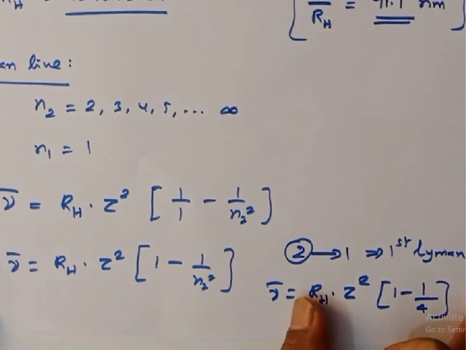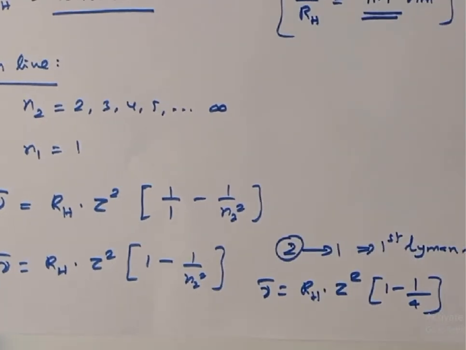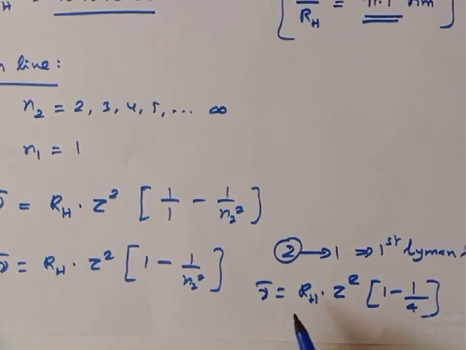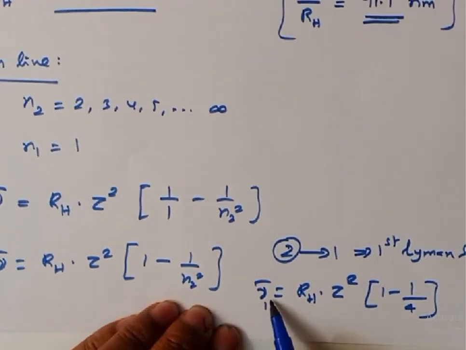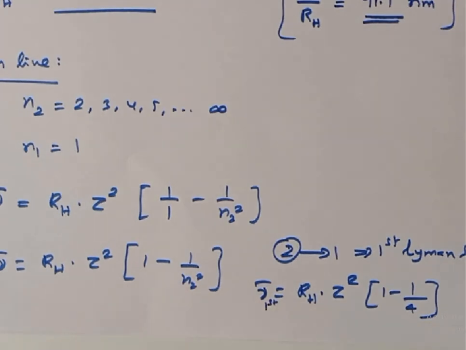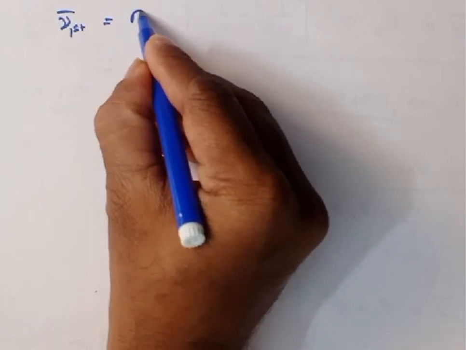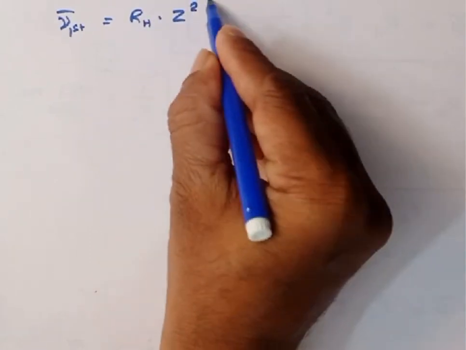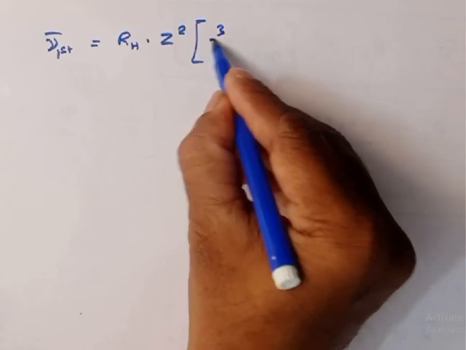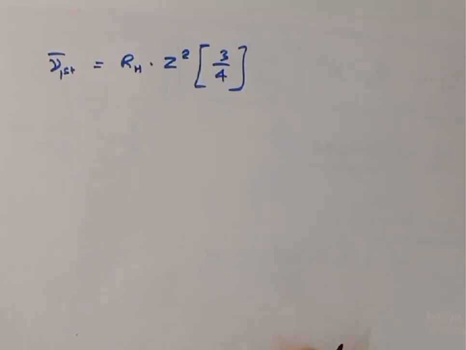Let me write the next question. Wave number for the first Lyman line. Let me just turn the page. So, wave number for the first Lyman line is equal to Rydberg constant into Z square into 1 minus 1 by 4, which is 3 by 4.